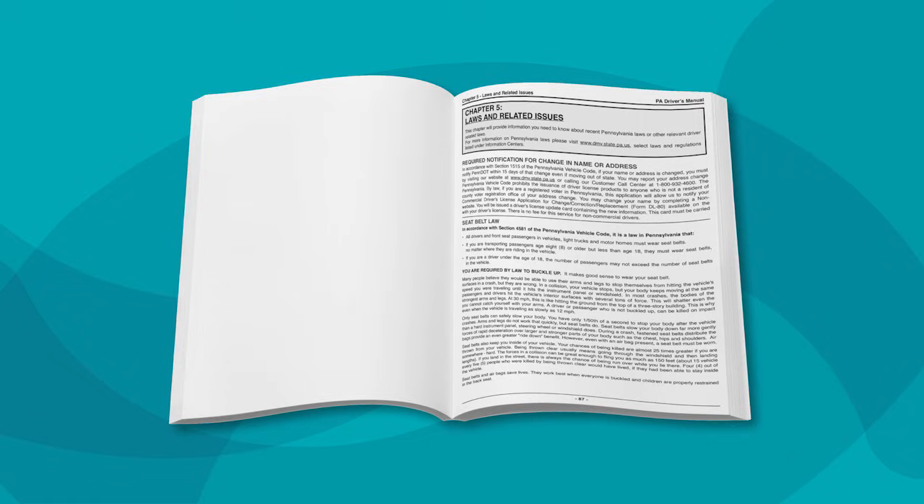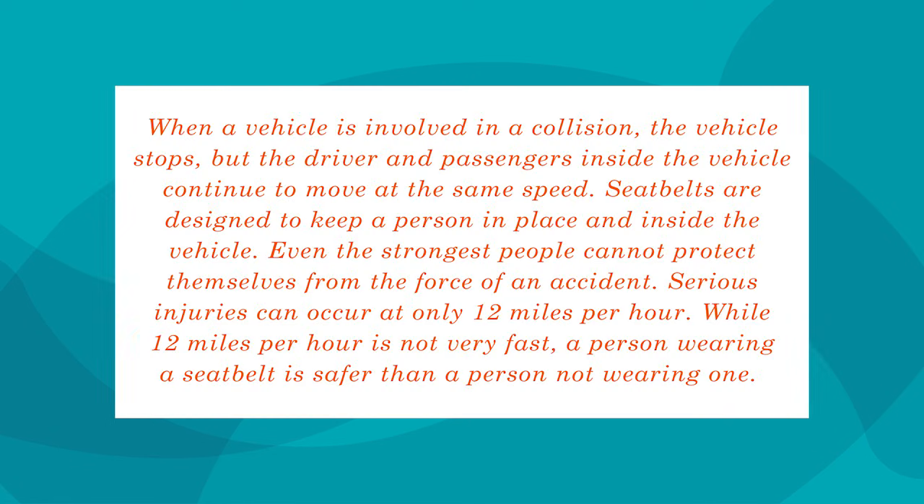The first body paragraph in your persuasive essay may state something like this: when a vehicle is involved in a collision, the vehicle stops, but the driver and passengers inside the vehicle continue to move at the same speed. Seatbelts are designed to keep a person in place and inside the vehicle. Even the strongest people cannot protect themselves from the force of an accident. Serious injuries can occur at only 12 miles per hour. While 12 miles per hour is not very fast, a person wearing a seatbelt is safer than a person not wearing one.